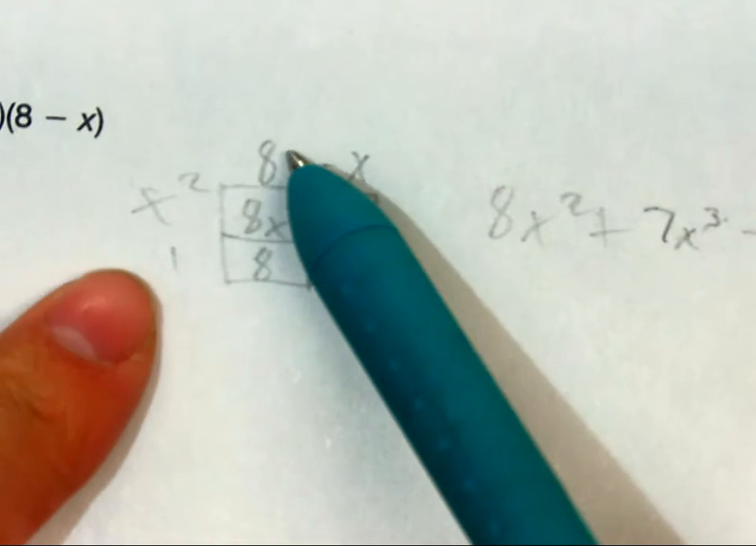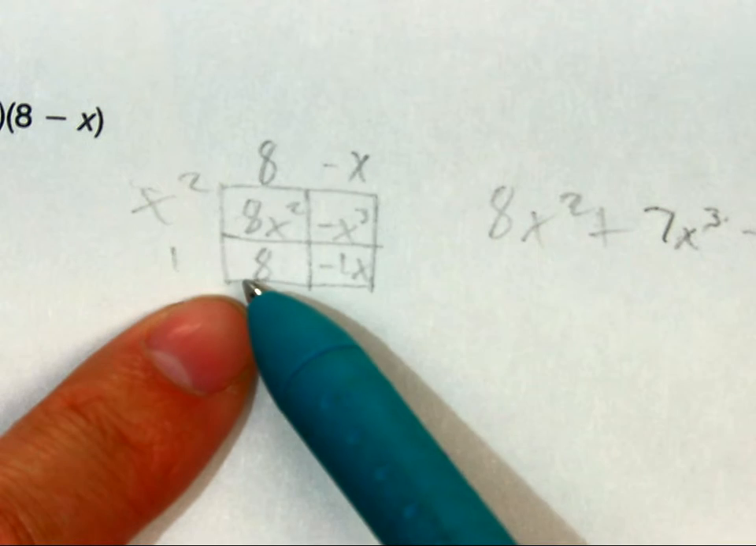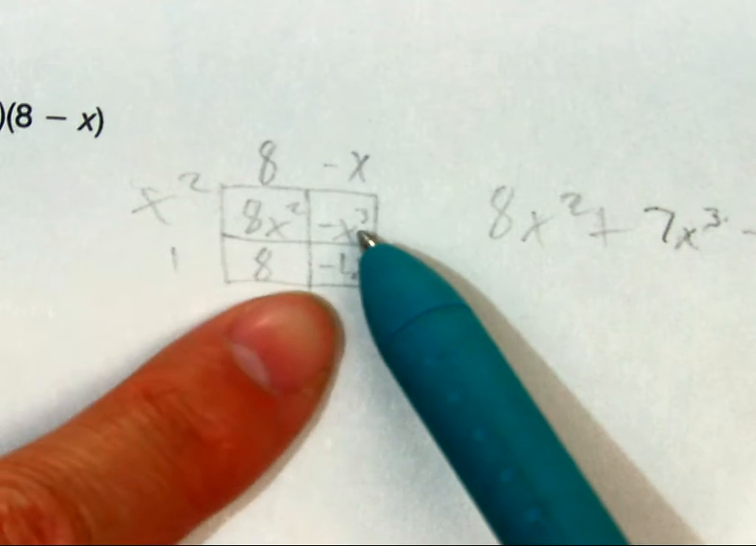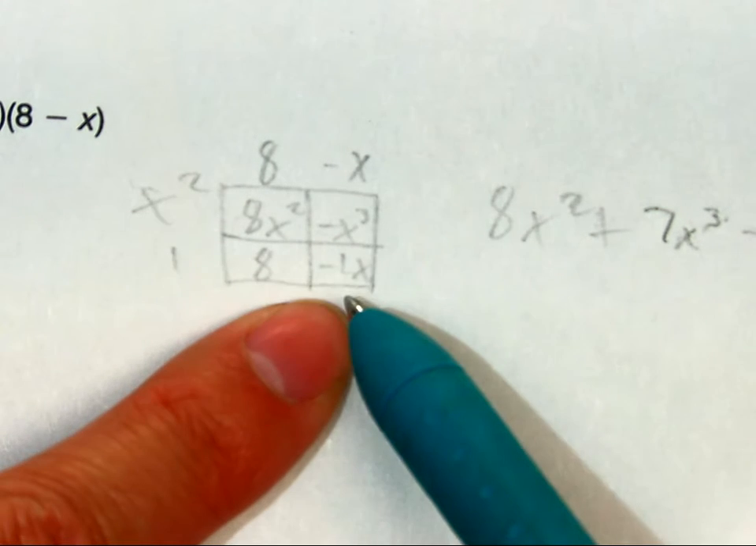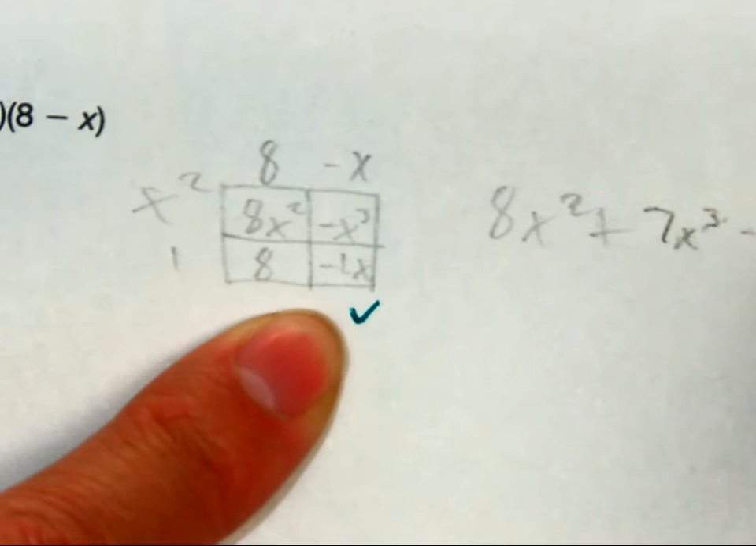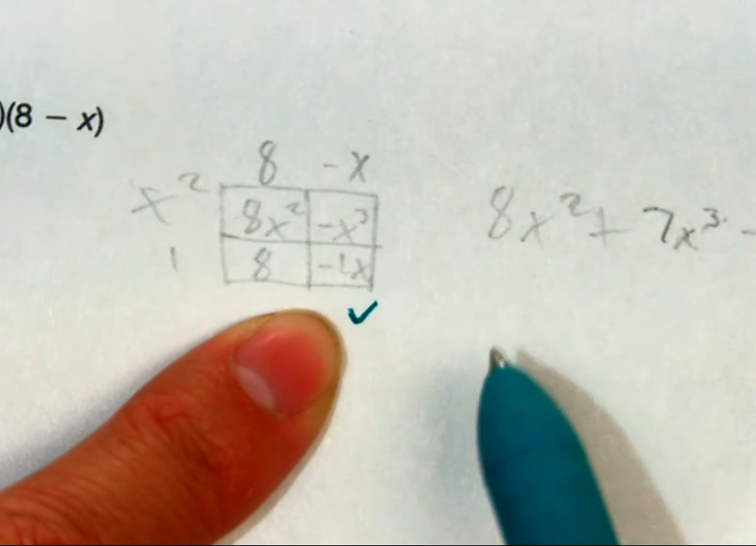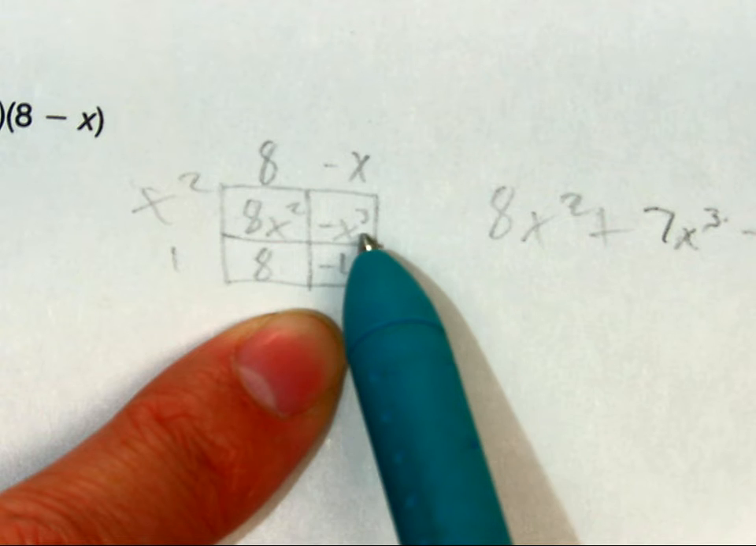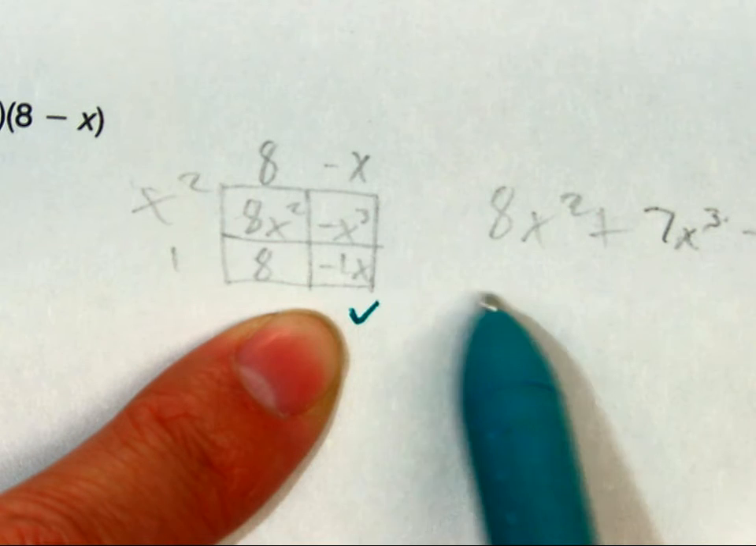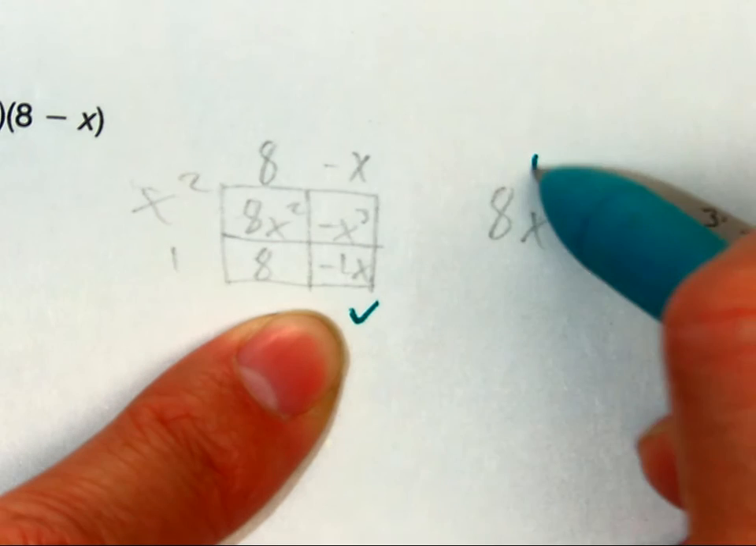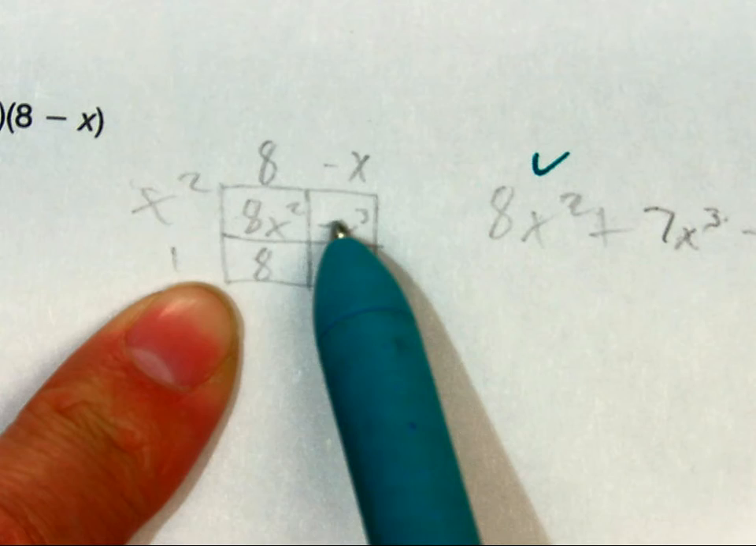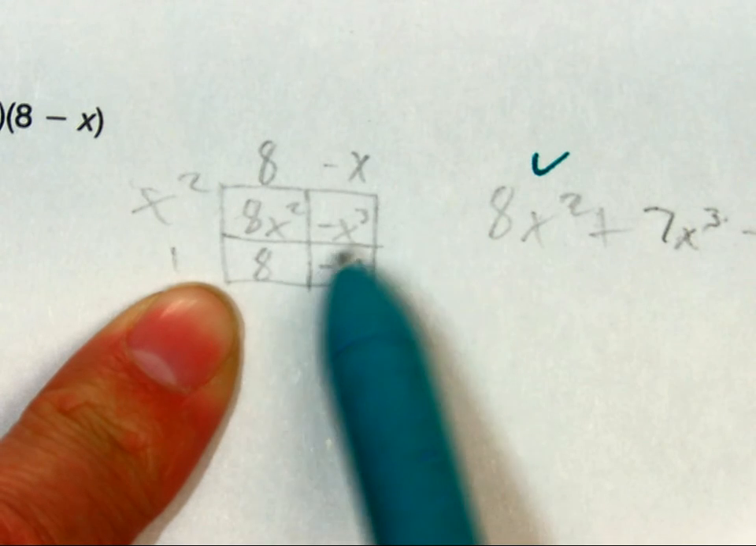X squared, 8, negative x cubed, negative x is correct. So the box is correct, but this is not correct over here. Do you see that? This is not a like term, so there should have been negative x cubed plus 8x squared. They combined these two, which you don't. They're not like terms. That was correct. That was wrong.